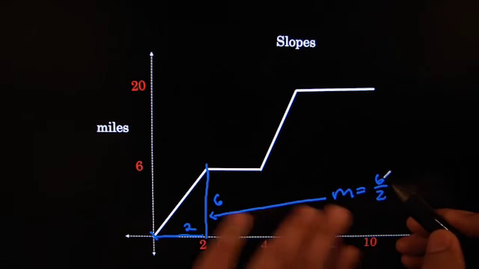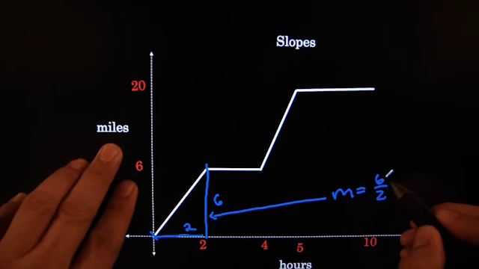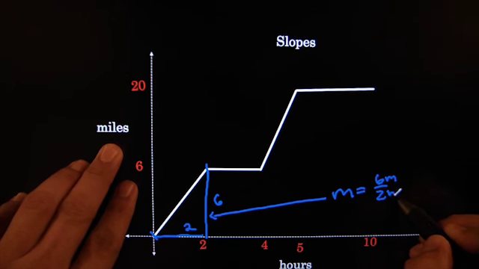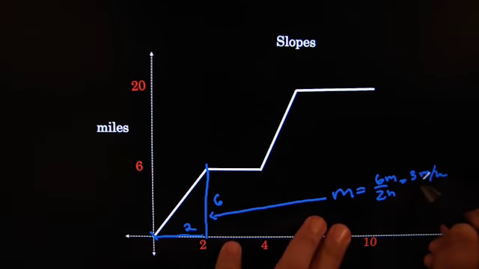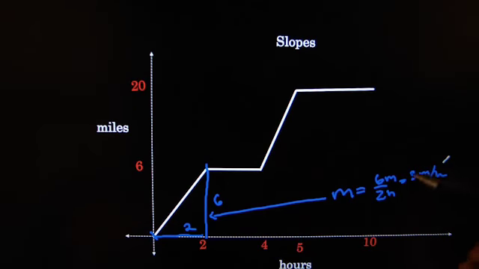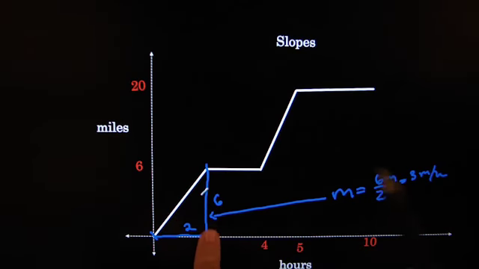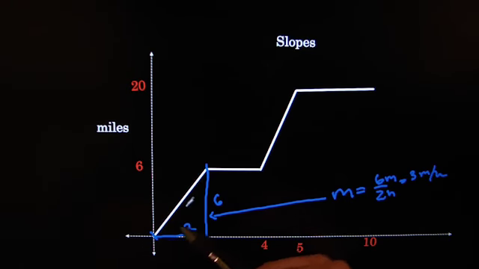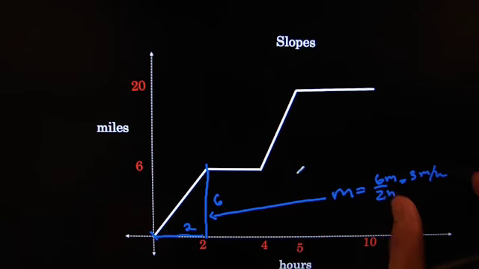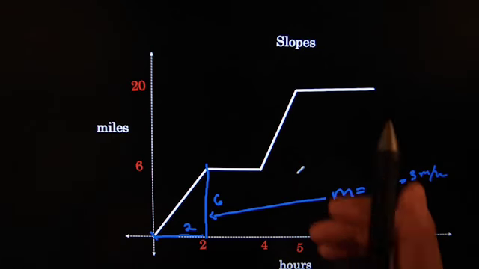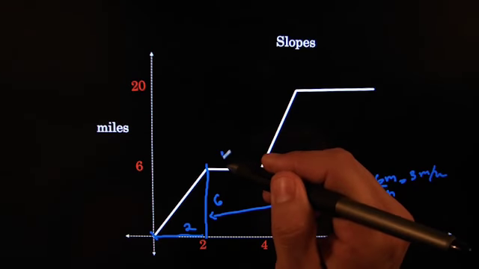And I get something more meaningful if I add the labels here. 6 miles over 2 hours, so 3 miles per hour. The interpretation of the slope is that the average velocity from 0 to 2 hours was 3 miles per hour. This is the amount of miles traveled, and this is the time. The slope tells you how fast you were going the first 2 hours, 3 miles per hour.